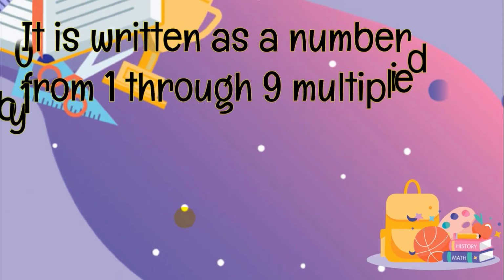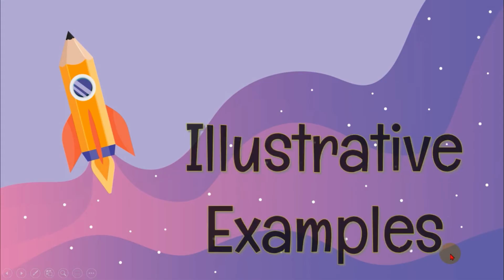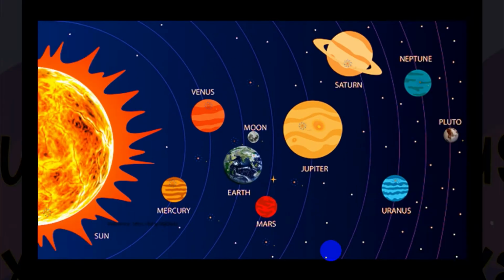It is written as a number from 1 through 9 multiplied by 10 raised to the appropriate exponent, like what I said to you a while ago. Okay? So, let us now have an illustrative example. To understand clearly how to change numbers into its scientific notation, let us go and travel to outer space and see the solar system.